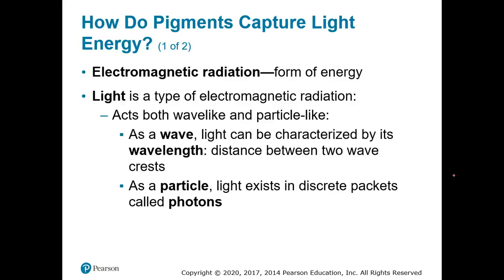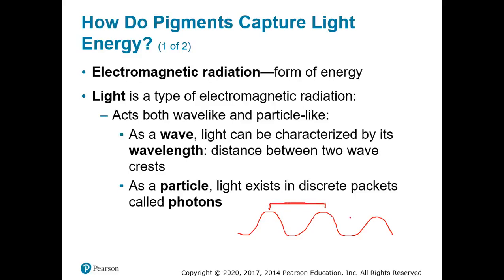Now, a little recap on light, right? Electromagnetic radiation, it's a form of energy. And light can act as both a wave and a particle. Now, if we're talking about light as a wave, we kind of draw it out like this. Okay, it looks like a series of waves. Now, wavelength is the distance between the crests of a wave. So this distance right here is the wavelength.